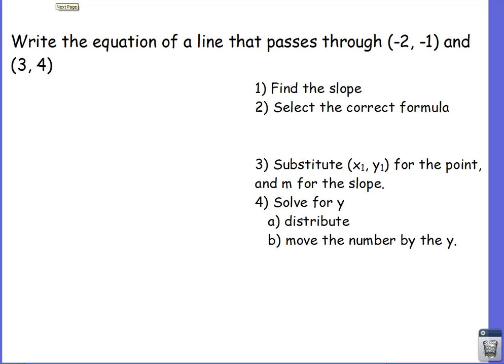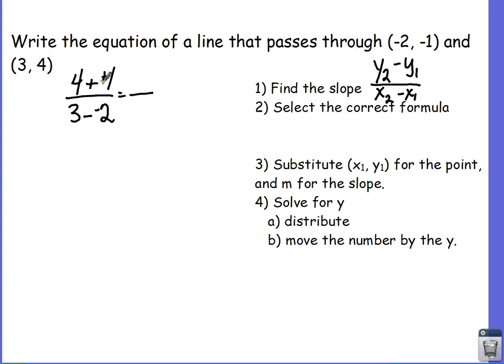Now, occasionally when you're doing these, the problem says write the equation of a line that passes through (-2, -1) and (3, 4). Well, we have a point, but we don't have any slope. In either formula, one of the things you have to have is slope. So the very first thing we're going to do is find slope. And remember, to find the slope, you take the second y minus the first one, all over the second x minus the first one, the changes in y over the changes in x. So I'm going to take 4 minus negative 1 all over 3 minus negative 2.